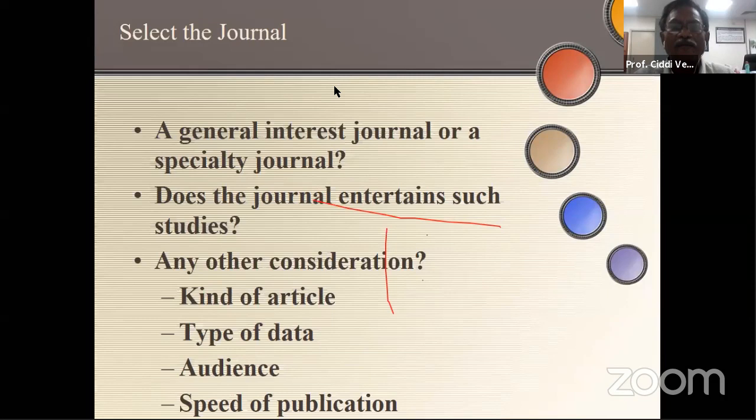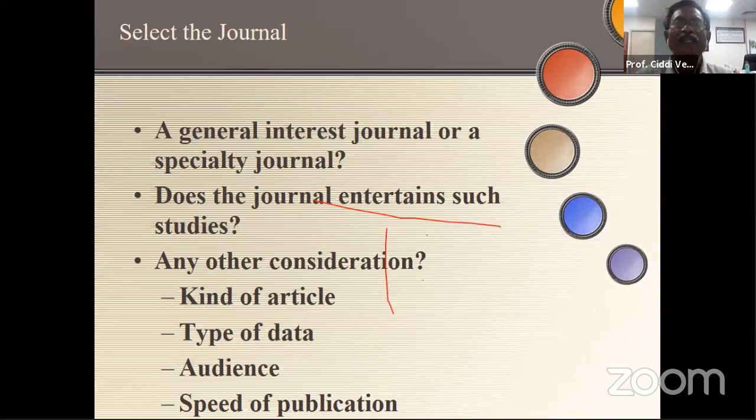And what is the speed of publication? The speed of publication is very, very important to quickly publish your paper, because there are a few journals, for example, Indian Journal of Natural Products, which publish only 2 times a year. But if a journal has more issues in a year, 12 issues, 14 issues, then it becomes very easy to get your paper in.